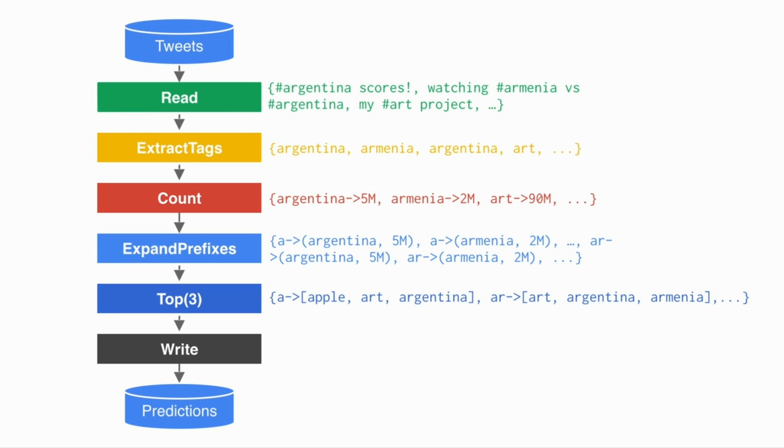So we just went through this in the design phase. We wrote a sequence of logical data transformations that made a lot of sense and got us from a batch of tweets to a set of predictions. What does it take to go from this to actual code? And with Dataflow, the answer is not much.